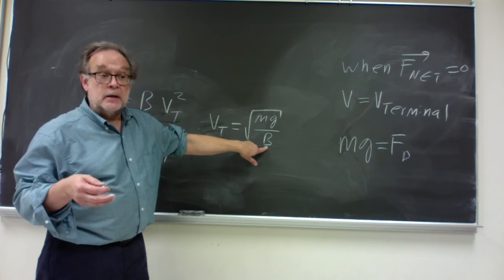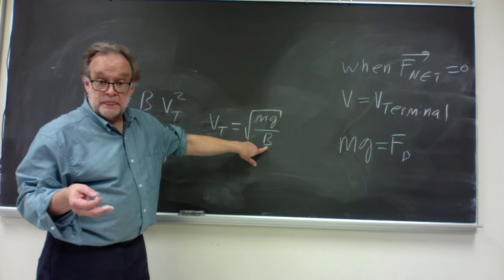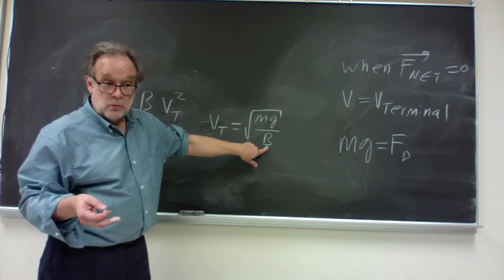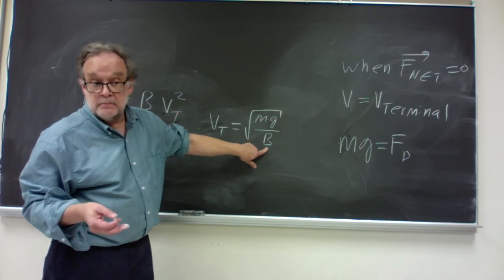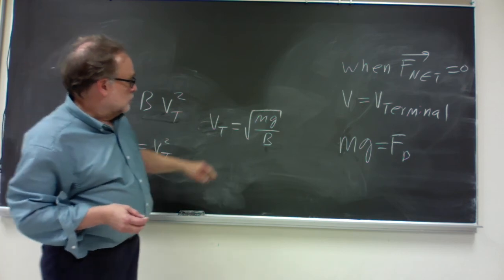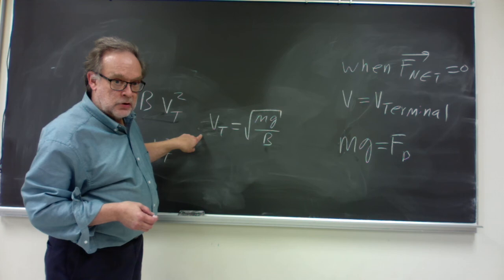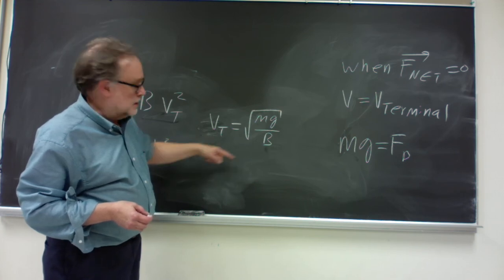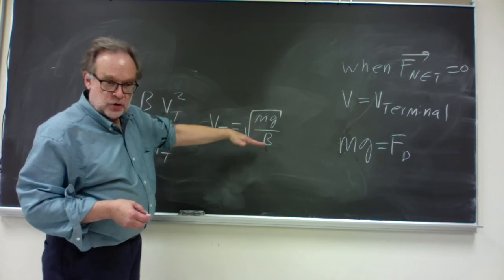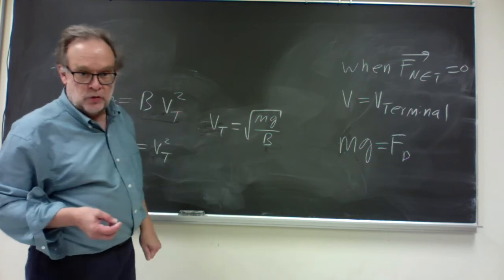B is really a product of a whole bunch of factors, and we'll look in more detail in class at what kind of things are contained in B. But one thing to notice here right away, a bigger mass means a larger value for terminal velocity. Right? Bigger mass, so the numerator here increases, so this whole fraction increases. So the square root of that fraction increases, bigger terminal velocity.